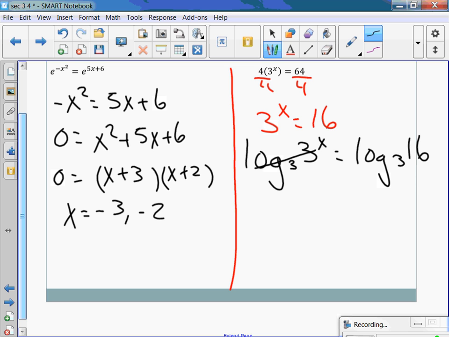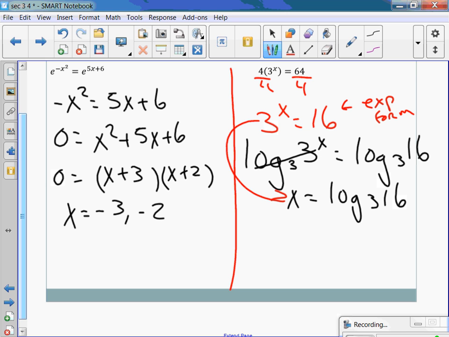As Habib said though, here is my equation in exponential form, and if I just said write it in log form, we would say log base 3 of 16 equals x. Again, that's all we're doing here. We're just writing it in log form.